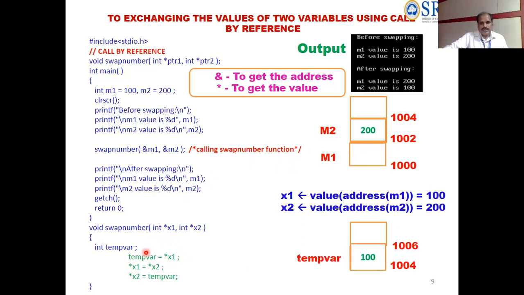Now x2: what is the value for x2? It is the address of m2. What is the address of m2? 1002. 1002 holds the value 200, so the value at x2 is 200. Then x1 equal to x2: 200 is going to be assigned to the location pointed by x1, that is m1. Then what is the value of the temporary variable? It is 100. This value is assigned to m2, that is x2. That is the last statement.